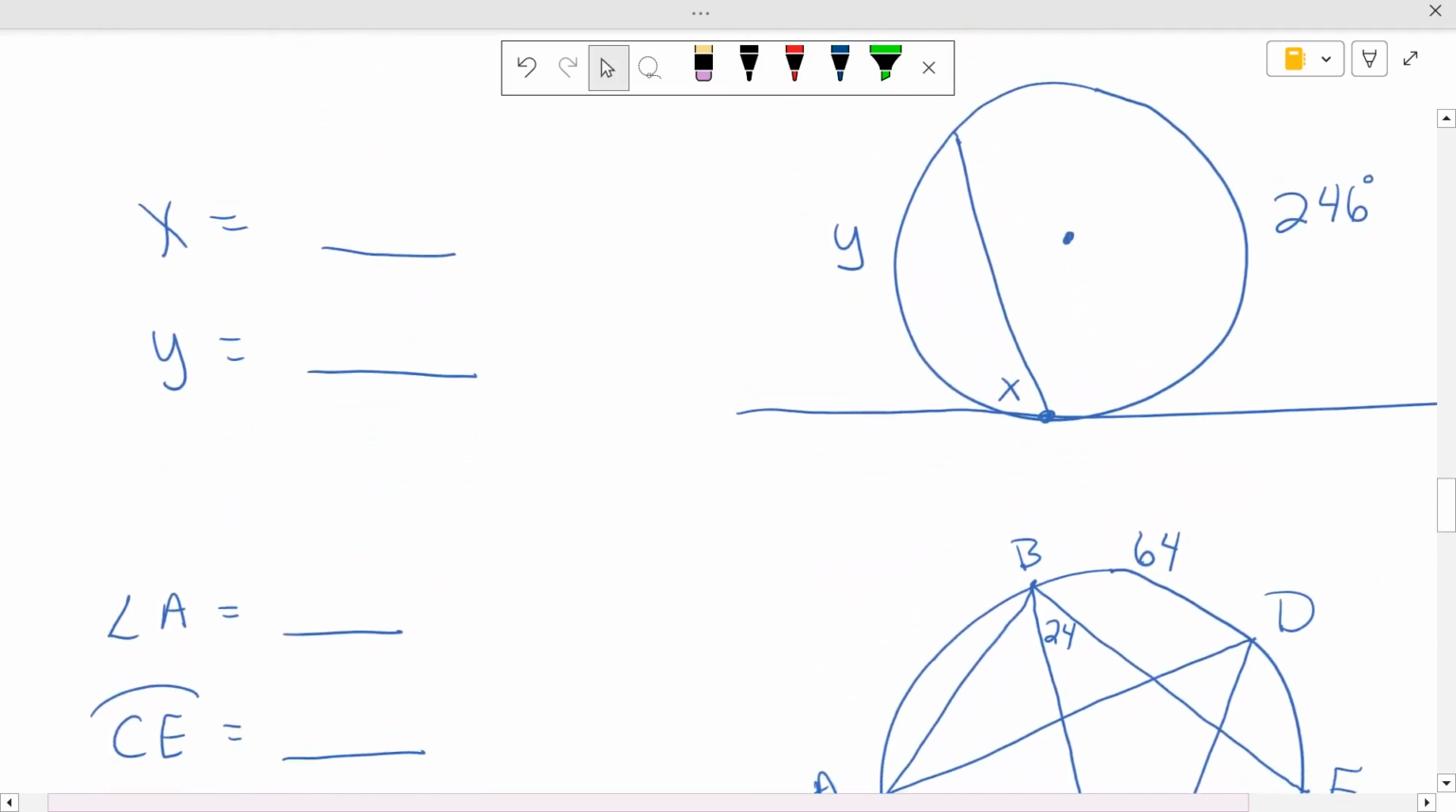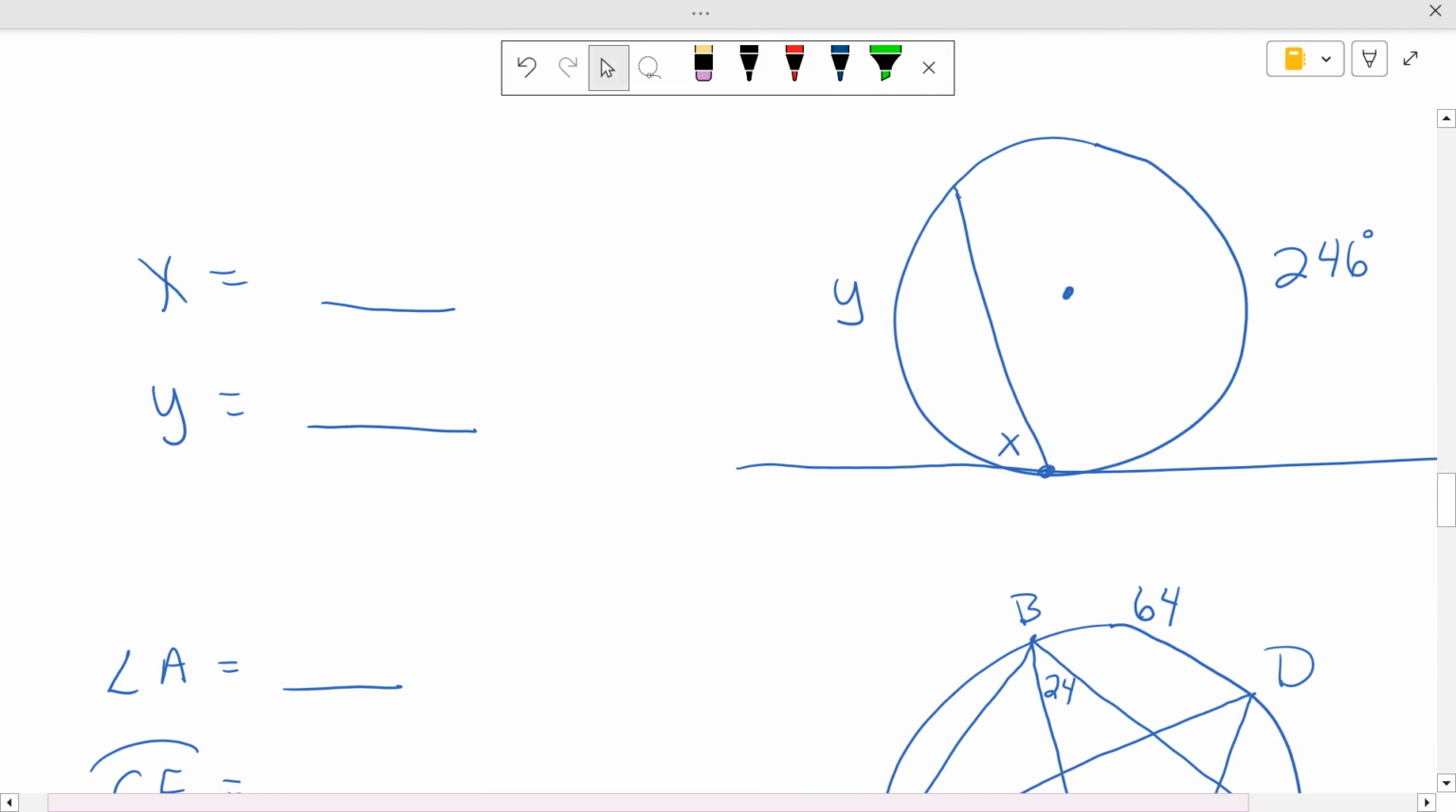Okay. What would you find first here? X or Y? I would find Y first, because there's 360 degrees in a circle. So if you take 360 degrees minus 246, what's left? 134, right? 114. There we go. 114. So if this is 114, what's X? Divide by 2 and you get 57.